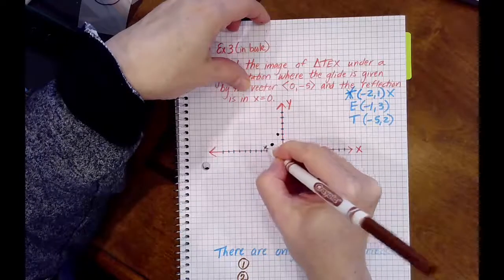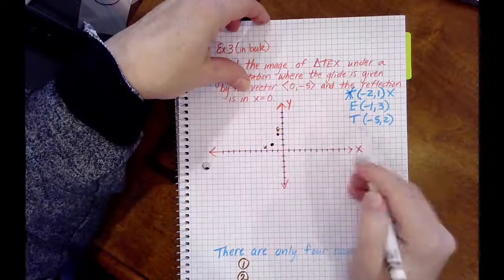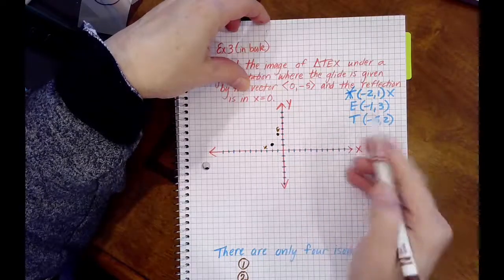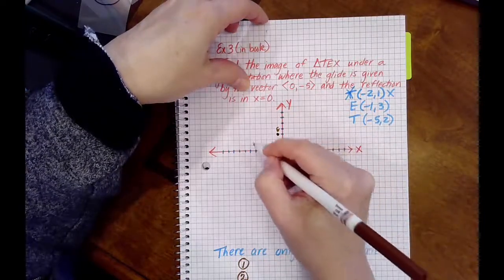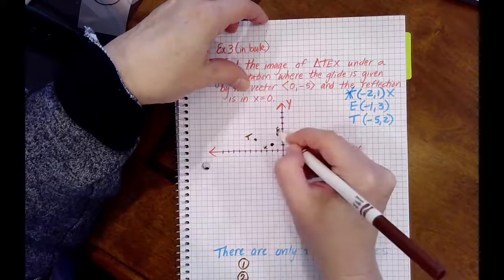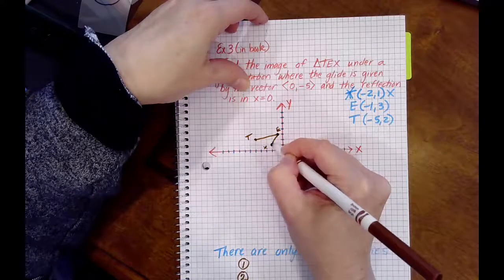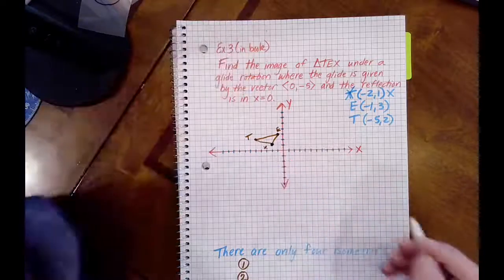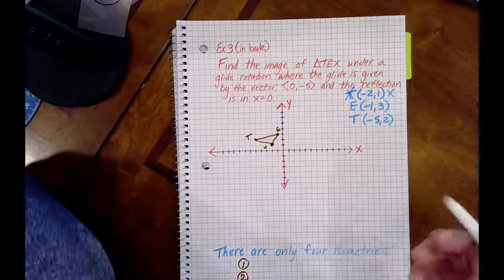So let me see. X, here's E. Okay, and then T is at (-5, 2). So (-5, 2), T. Okay, cute little triangle. Isn't it adorable? Okay, so let's do what they're saying here.